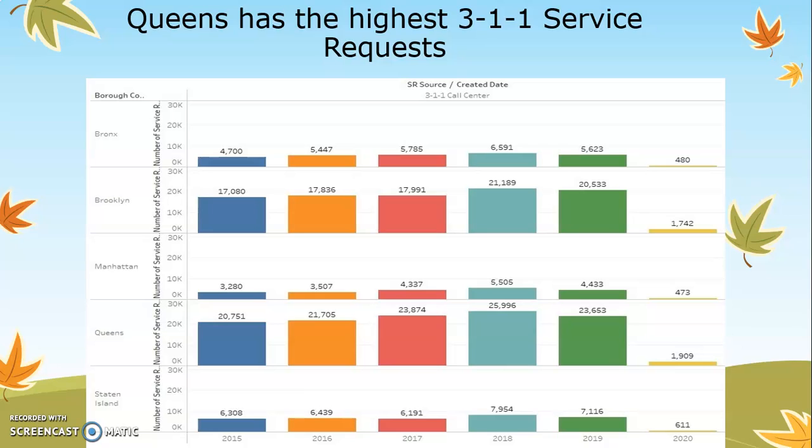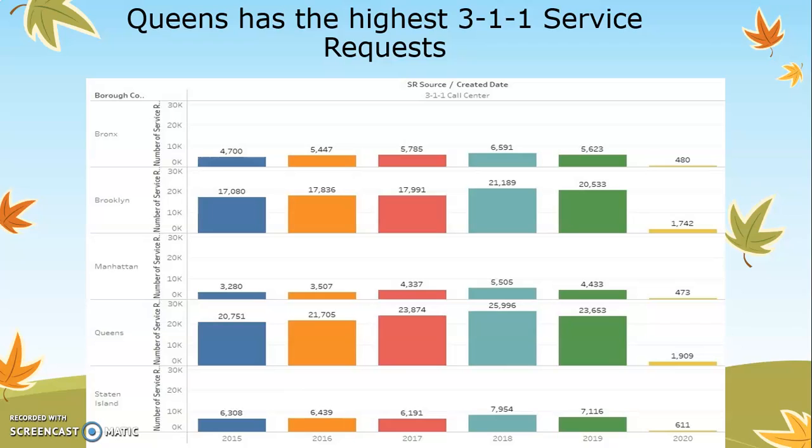The next slide talks about Queens, and Queens has the highest number of 311 service requests that have been raised. The service requests basically cover any concern that people have regarding the trees. Here we determine that Queens has the highest number of requests, followed by Brooklyn, Staten Island, Bronx, and lastly Manhattan. Analyzing this data set gives some interesting results.